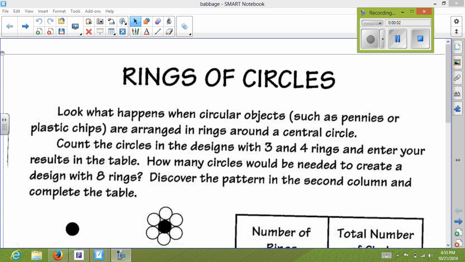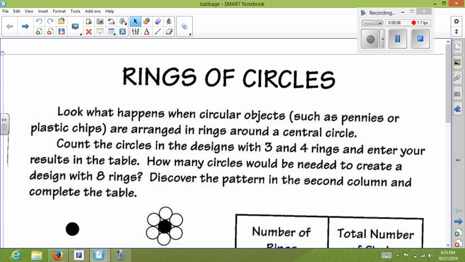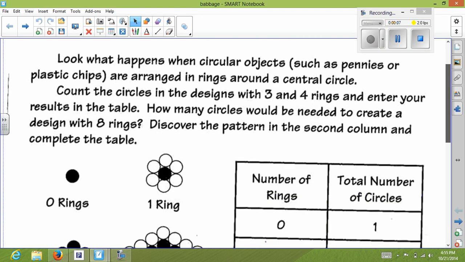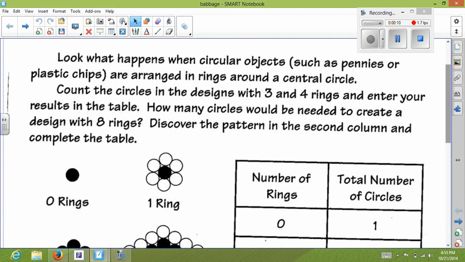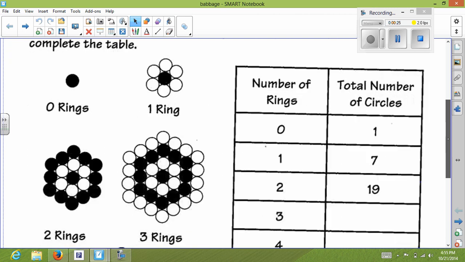Charles Babbage was a British mathematician who made something called a difference engine, which is one of the first adding or subtracting machines. And so the problem that I'd like for you to do with the class is this one. Look at what happens when circular objects such as pennies or plastic chips are arranged in rings around a central circle, and then count how many would go in it, and then see if you can figure out what the pattern is to get from the first row to the second row.